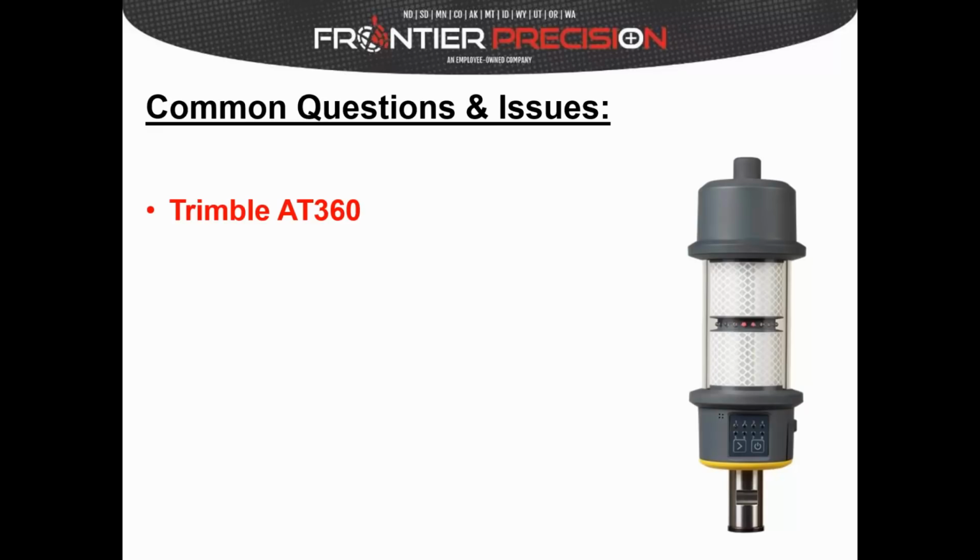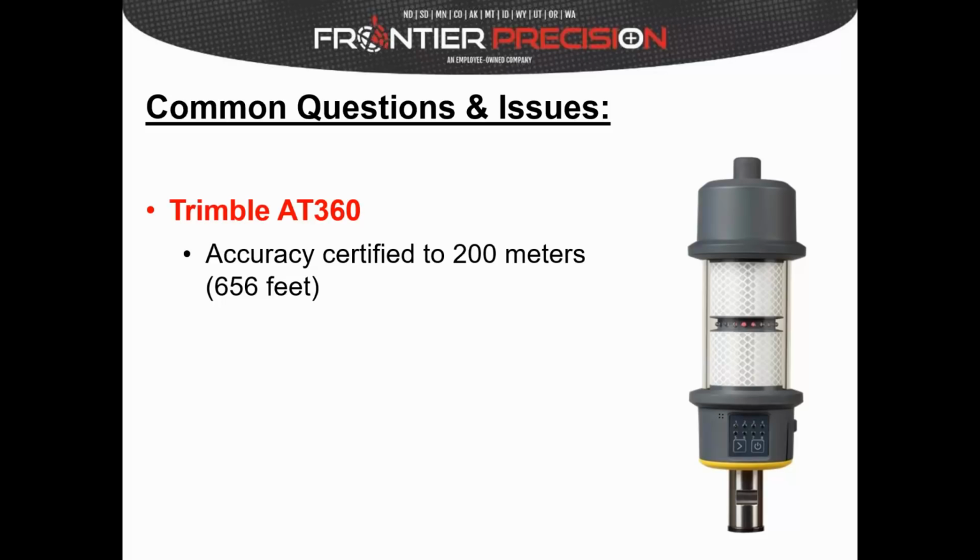All right, so now let's move on to some common questions and issues that we see regarding the different targets. First, we'll start with a couple of things that we've seen with the AT360. Again, just to keep in mind, the accuracy spec for the AT360 is certified to 200 meters, or about 650 feet. It's meant to be a short-range, accurate target. So don't push this out to 800-900 feet, 1,000 feet, and expect to be as accurate as you will at, say, 500 feet. Just keep in mind there are limitations to the distance to use that target.